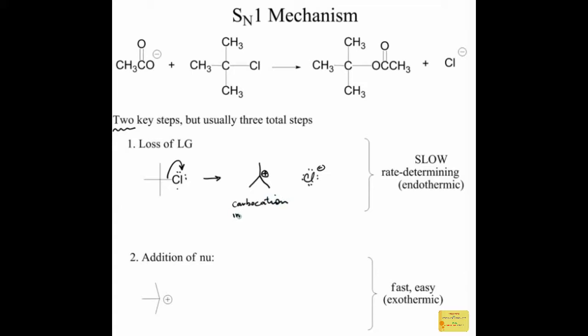And we're going to get a carbocation. That's not our final product. So this is known as an intermediate because it's formed in the reaction, but then it's consumed right away, because that carbocation is going to continue reacting. And our second step, step 2, is addition of our nucleophile. So our nucleophile is going to come in here, our O minus.